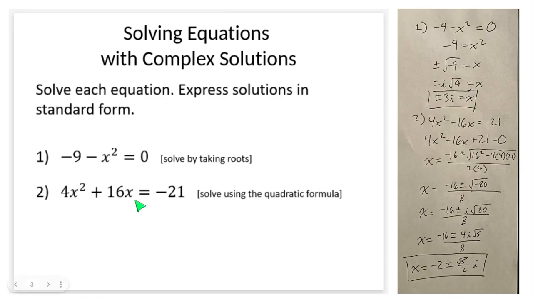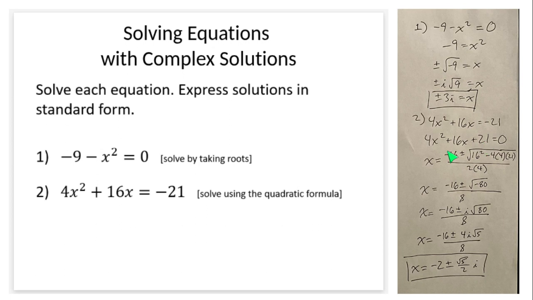Okay, now let's look at one that's significantly more interesting. For problem number 2, we are told to solve using the quadratic formula, which means you gotta know the quadratic formula. I'll walk you through it. We have this to start with, but to use the quadratic formula, we need to get everything on one side and 0 on the other. Then a is 4, b is 16, and c is 21.